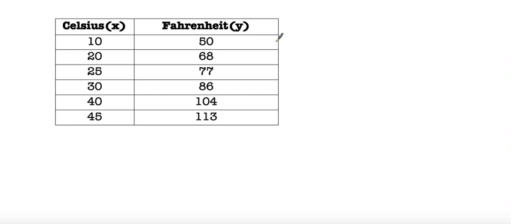over run. So from 50 to 68, the change here is an increase of 18. From 68 to 77, the increase here is by 9. From 77 to 86, this increases again by 9 degrees. From 86 to 104, this increases by 18 degrees. From 104 to 113 degrees, it increases by 9 degrees.